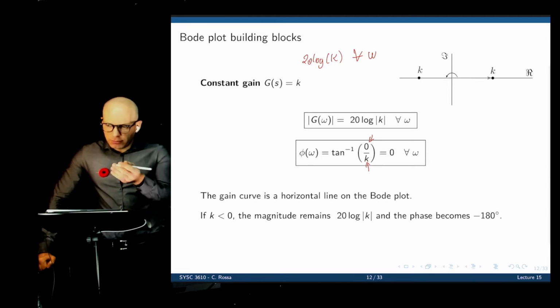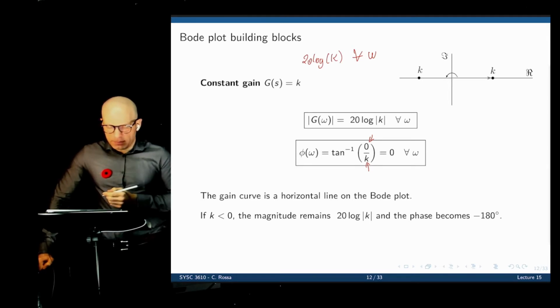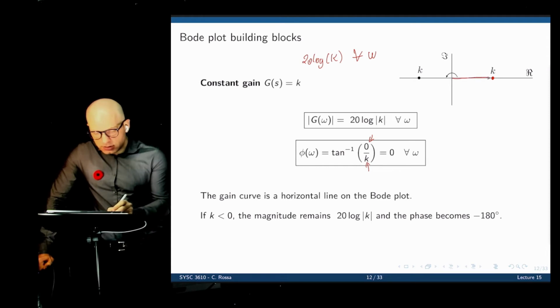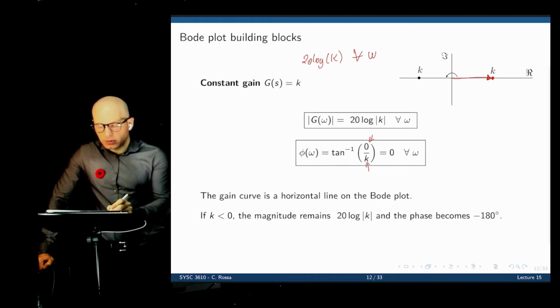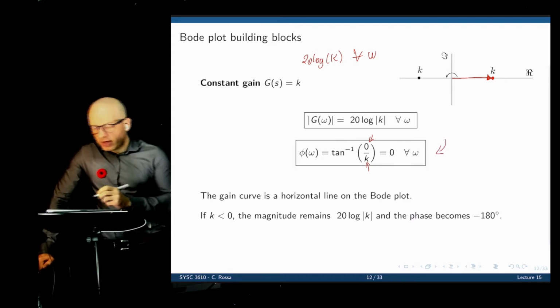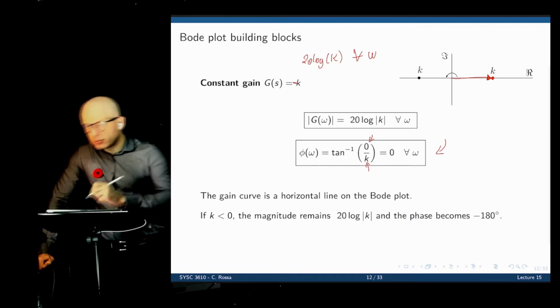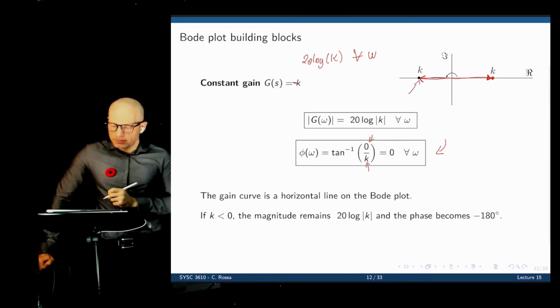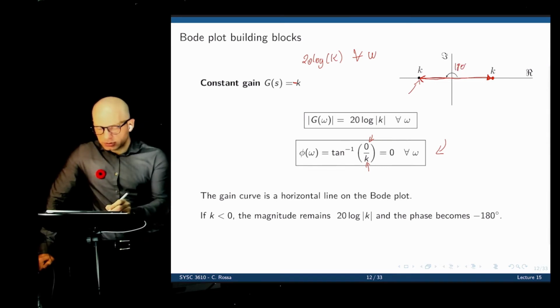We can also see that if we plot this on the imaginary-real axis. If the gain is just K, we have K going here. The magnitude is this distance, and the angle formed with the real axis is 0. If we have a magnitude of negative K, then it would be sitting over there. The magnitude is still the same; the magnitude is always a positive number. This is still K, but now the angle becomes 180 degrees.